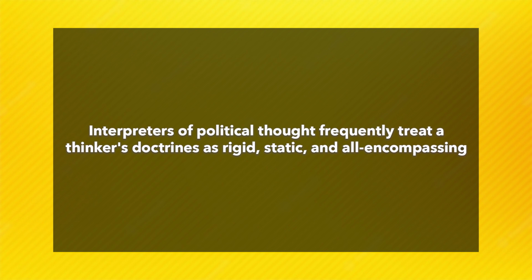He contends that in order to comprehend the doctrines of political thinkers, one must carefully analyze their terminology, ideas, and the issues they were attempting to solve at the time. Interpreters of political thought frequently treat a thinker's doctrines as rigid, static, and all-encompassing. This method is predicated on the idea that a thinker has a comprehensive philosophical system that can be easily and neatly deduced from their writings.